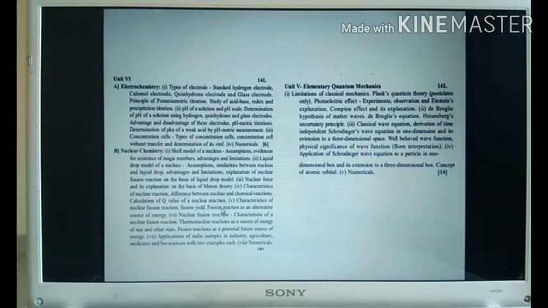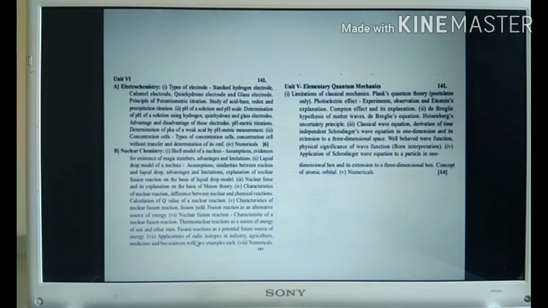Then calculation of Q values of nuclear reactor, isn't it? Q values of nuclear reactor, that means quantum yield, isn't it? Quantum yield हमको निकालनी है. Then we'll have to study nuclear fission, nuclear fusion, and then characteristic of the nuclear fusion reactions, and then the application of radioisotopes in industry, then agricultural application, then medicinal application, and biosciences with two example each.